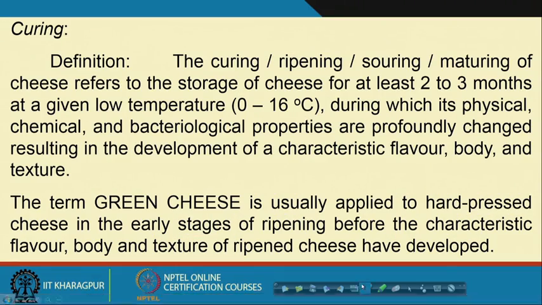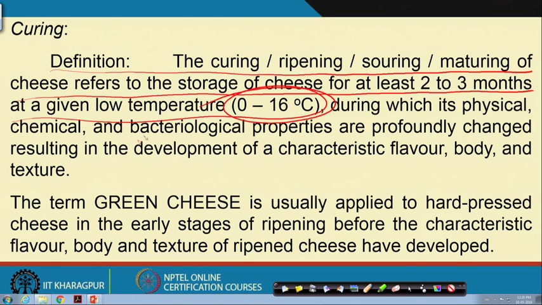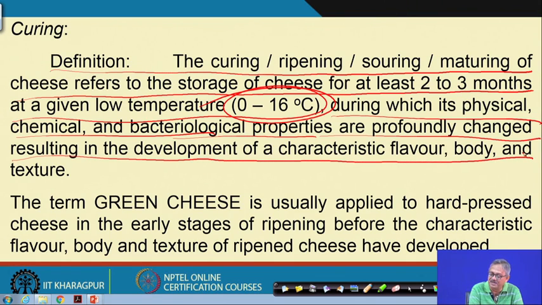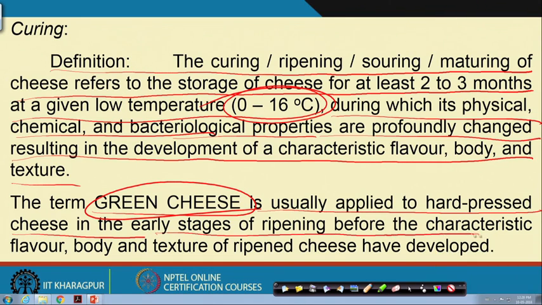So, curing definition is like this, that the curing or ripening or souring or maturing of cheese refers to the storage of cheese for at least 2 to 3 months at a given low temperature of 0 to 16 degrees centigrade, during which physical, chemical, bacteriological properties are profoundly changed, resulting in the development of characteristic flavor, body and texture, right. The term green cheese, that which we call, is usually applied to hard pressed cheese in the early stage of ripening, before the characteristic flavor, body and texture of ripened cheese are developed.